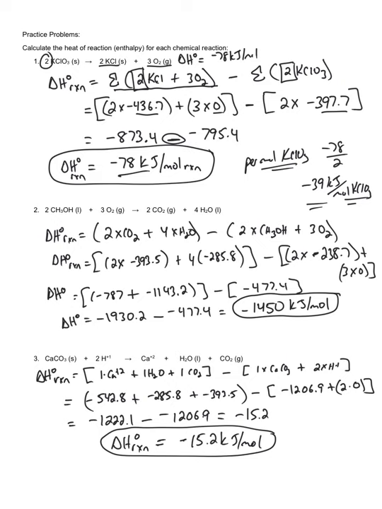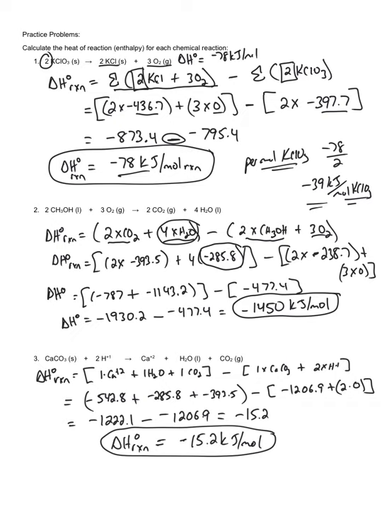So again, in problem 2, you're going to multiply 2 times the carbon dioxide value, 4 times the water value, 2 times the methanol value, and 3 times O2. Be careful with the water. The water value you should have is negative 285.8.